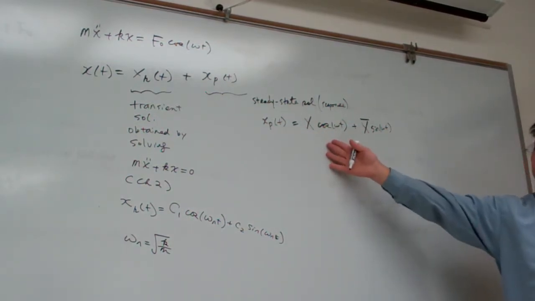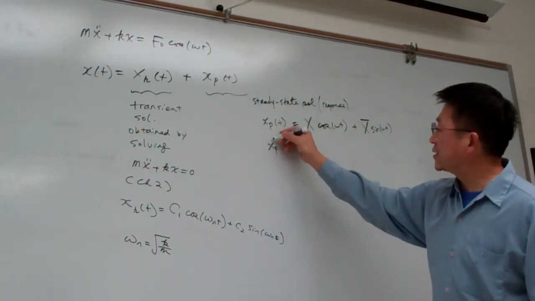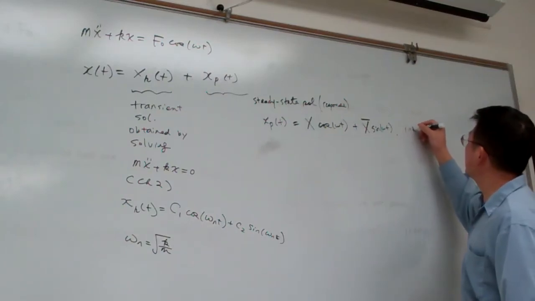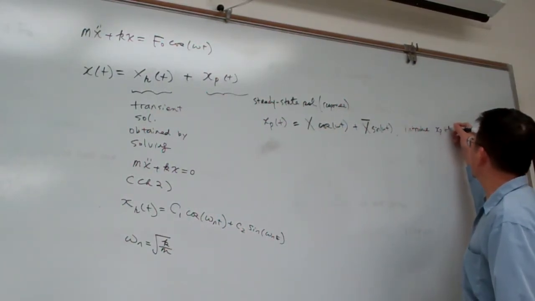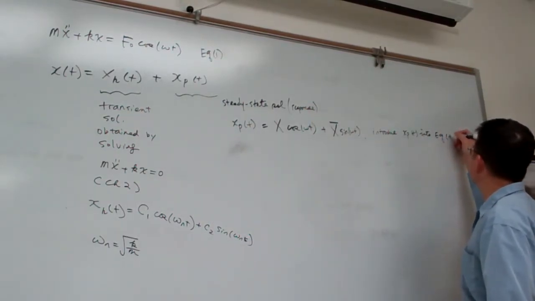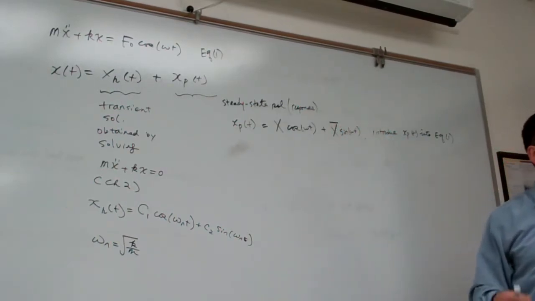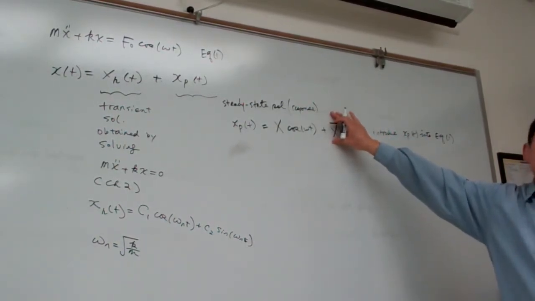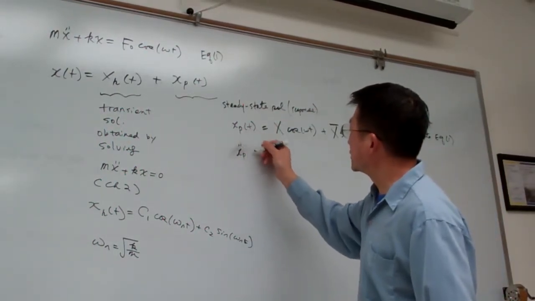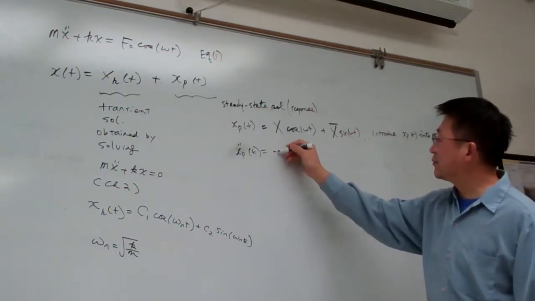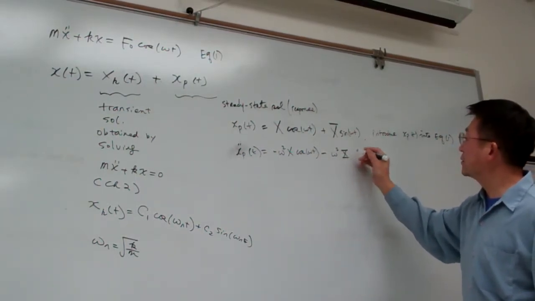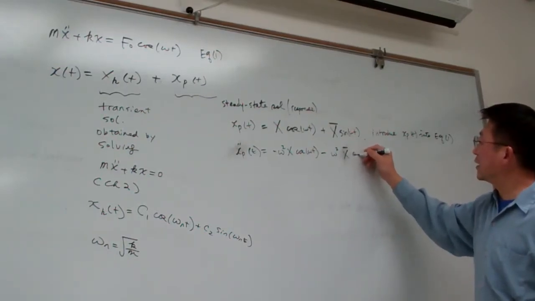But I can tell you, if you plug in the whole terms, and right now we're going to plug in x p of t into our equation of motion. Okay, so we simply introduce the whole thing into here and see what happens. Here I can tell you this term x bar will be 0, but we can exercise it at the first step. So x p double dot will be equal to minus omega squared capital X cosine omega t minus omega squared x bar sine omega t.